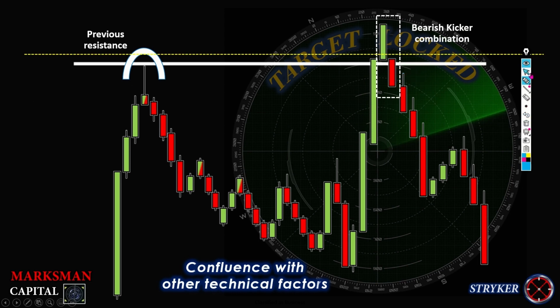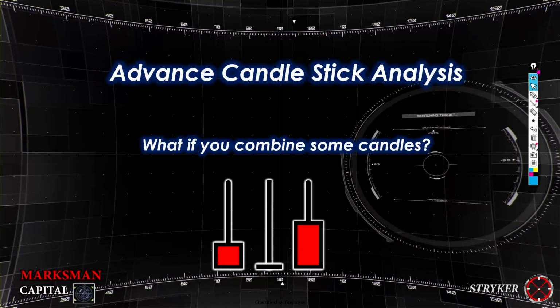So that's the gist of the other factors that you need to use in combination with the bearish candlestick combinations. Now let's look at the advanced candlestick analysis, and what if we combine some candles?